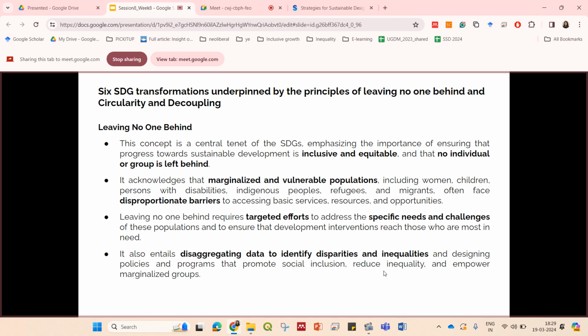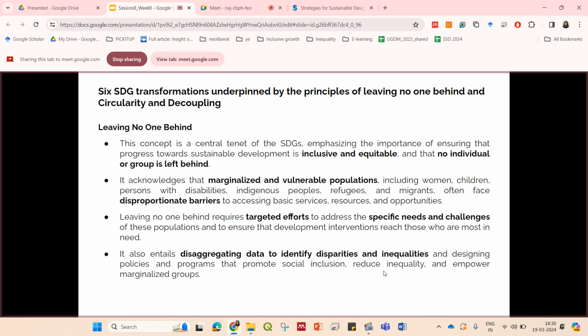And these barriers present themselves even in accessing basic services, resources and opportunities. So this leaving no one behind strategy requires targeted efforts to address the specific needs and challenges of these populations, so that we can ensure that sustainable development interventions are developed in such a way that they don't reach only the regular population, but also reach the people who are most in need, like the marginalized people or the vulnerable population.